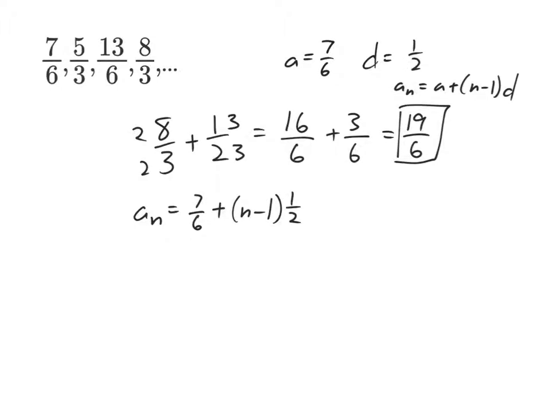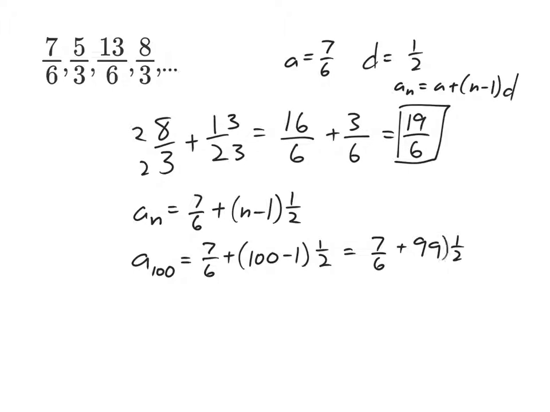Now, in order to get my 100th term, or in other words, a sub 100, we're going to go 7/6 plus 100 minus 1 multiplied by 1/2. What I did was I replaced the 100 with any time I see an n. So this gives me 7/6 plus 99 multiplied by 1/2.